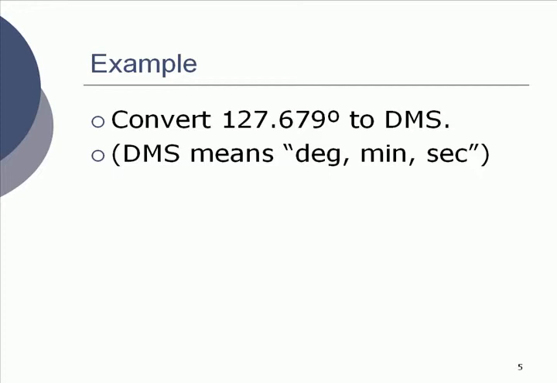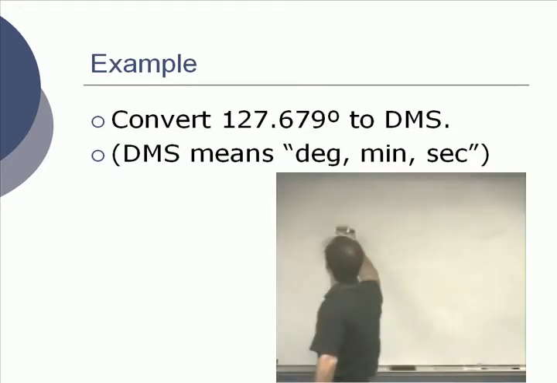3 decimal places. Rounding a degree to the nearest thousandth has about the same precision as the nearest second, or tenth of a second, somewhere in there. So when we express degrees, we'll always use 3 decimal places. And when we go to degrees, minutes, and seconds, we'll round the seconds to the tenth. And that'll keep us at about the same precision. So 127.679.